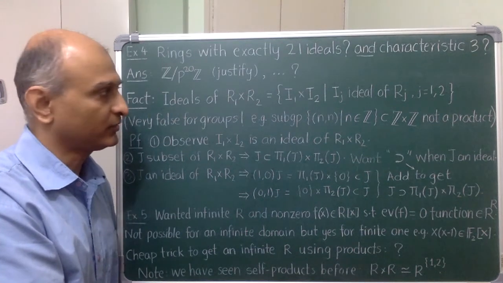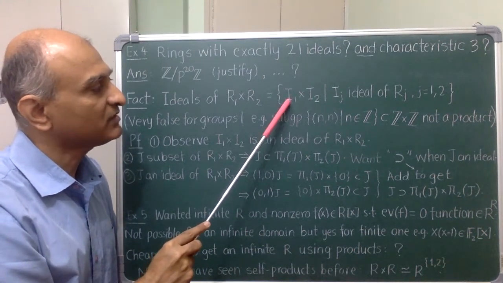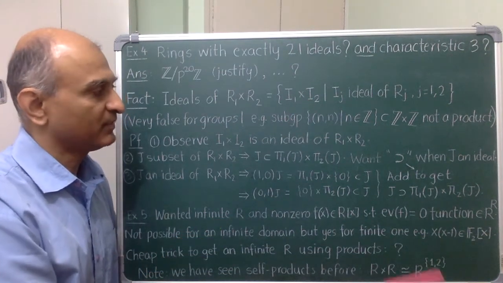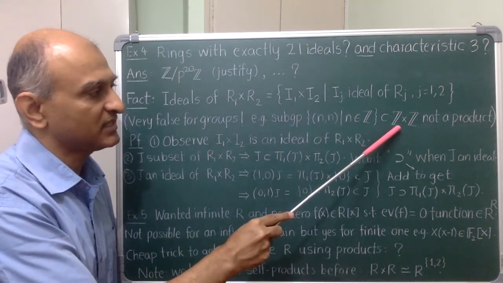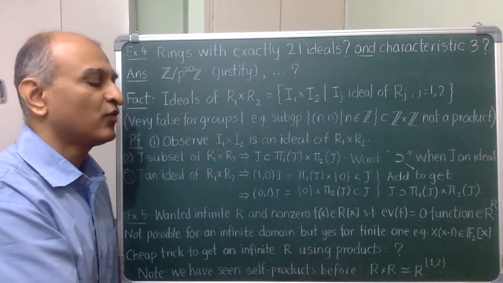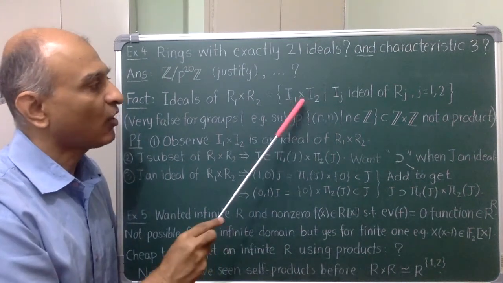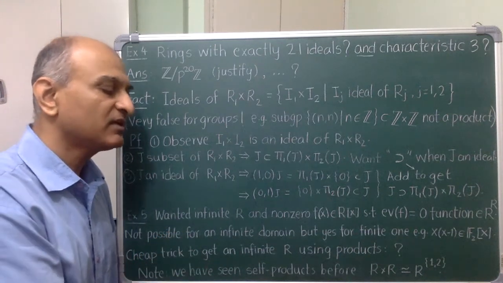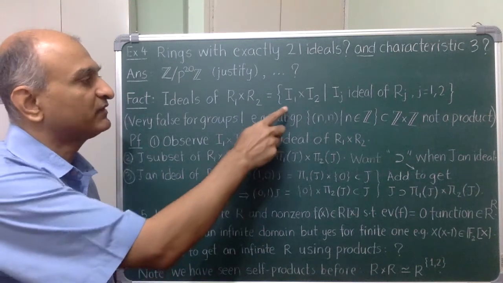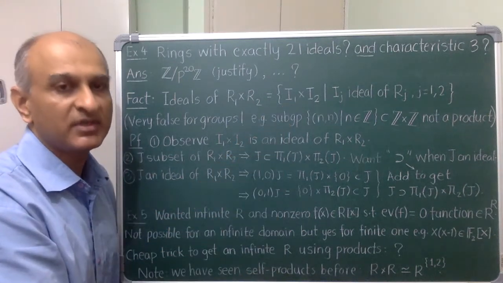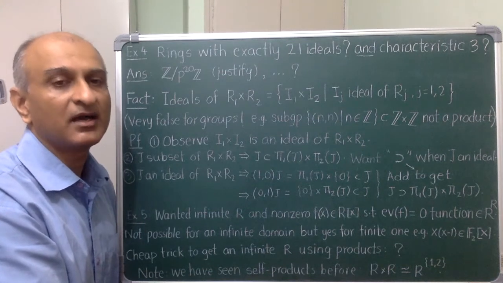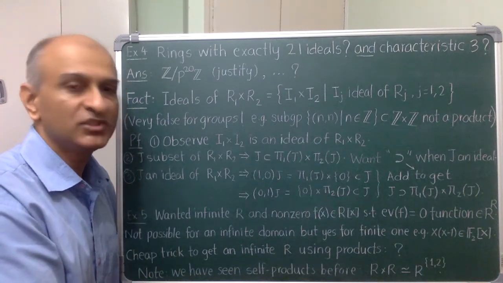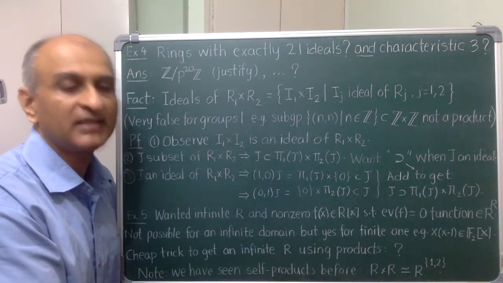Ideals of R1 cross R2 are precisely ideals of R1 cross ideals of R2. This is completely false for groups. For example, the diagonal subgroup of Z cross Z is not a product. For the proof, it is easy to see that all of these are distinct ideals of R1 cross R2. But why should a given ideal of R1 cross R2 be of this type? And how do I get the corresponding I1 and I2? The answer is again use idempotents.